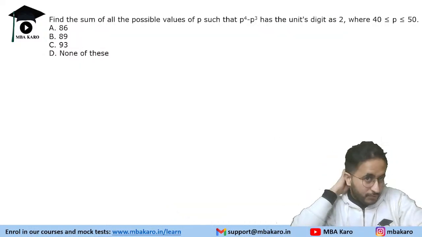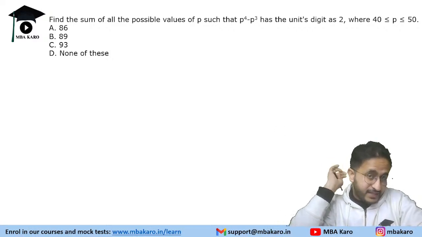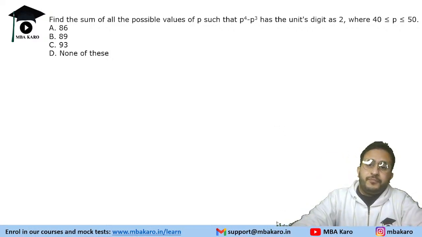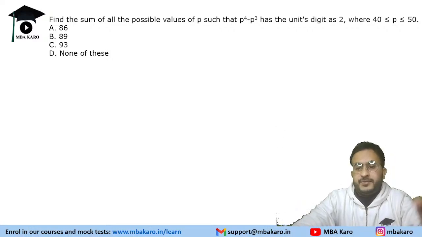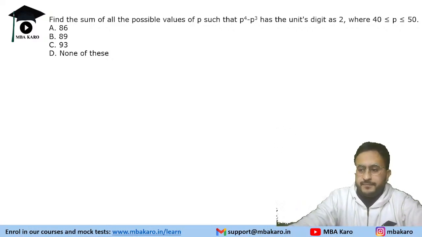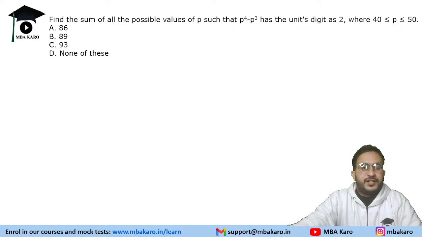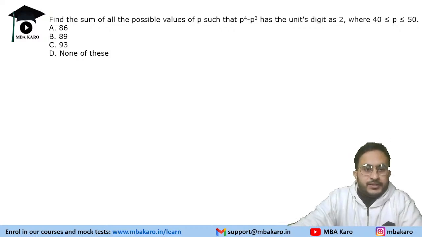Find the sum of all possible values of p such that p to the power 4 minus p cube has the units digit as 2, where p lies between 40 and 50. So p to the power 4 minus p cube will have the unit digit as 2. So we need to find all such values of p, the sum of all such values of p, such that this expression holds true.